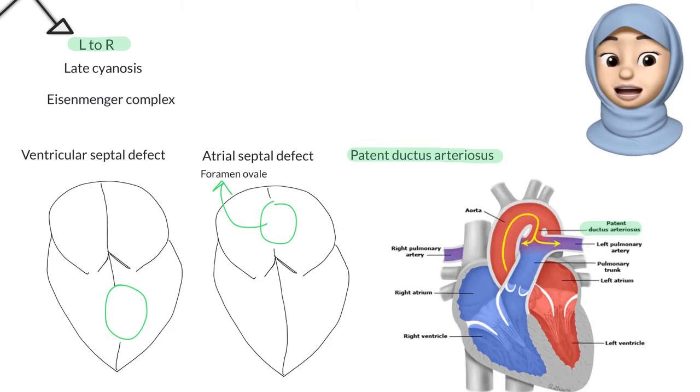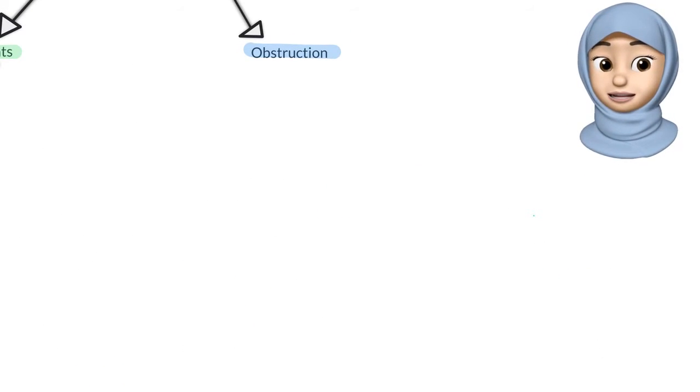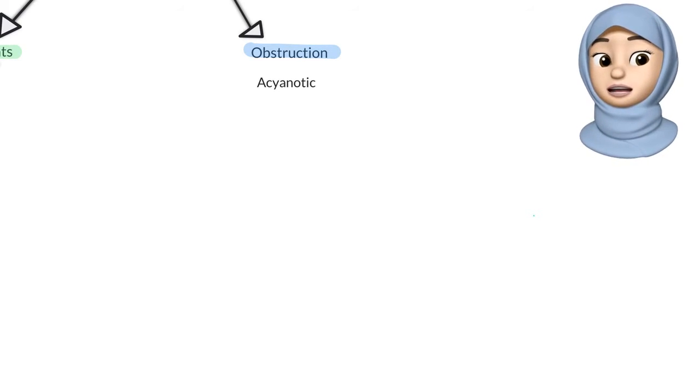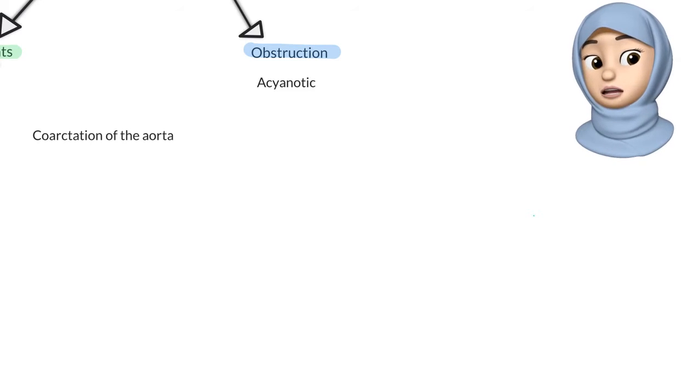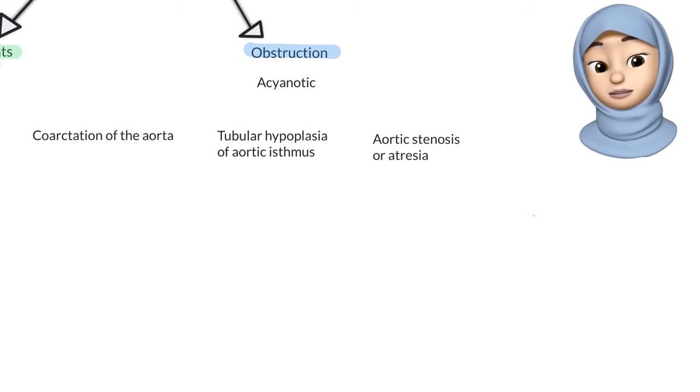Now that we've finished looking at shunts, let's have a look at obstructive congenital heart diseases, which are acyanotic. Therefore, they don't cause cyanosis. These include coarctation of the aorta, tubular hypoplasia of aortic isthmus, and aortic stenosis or atresia.